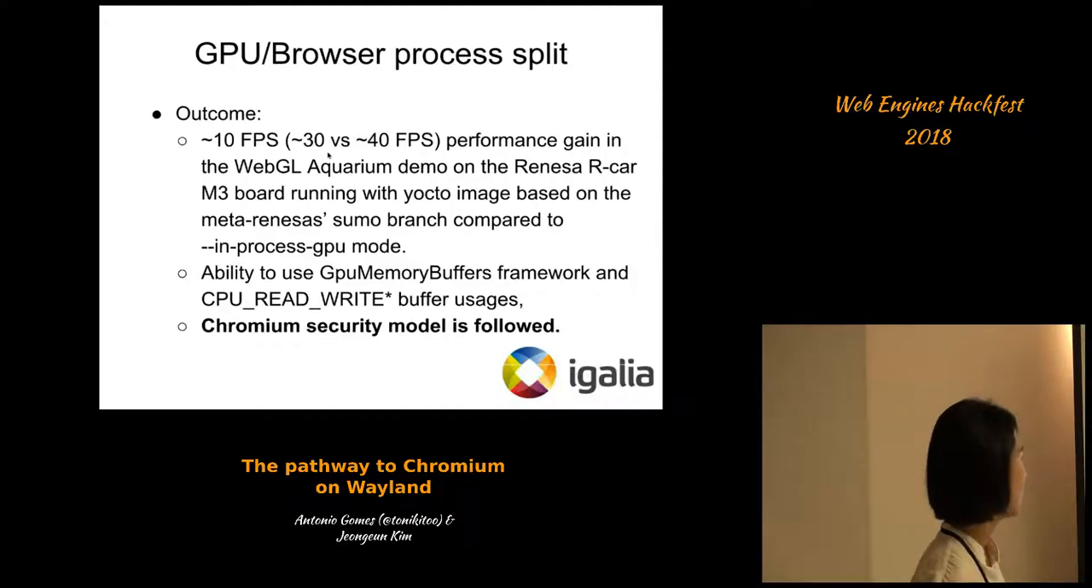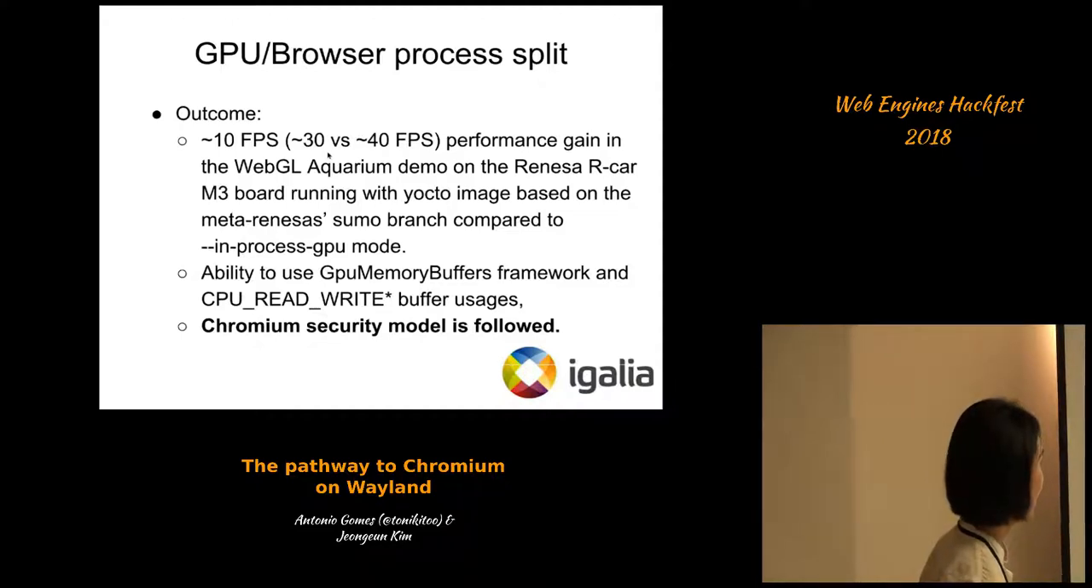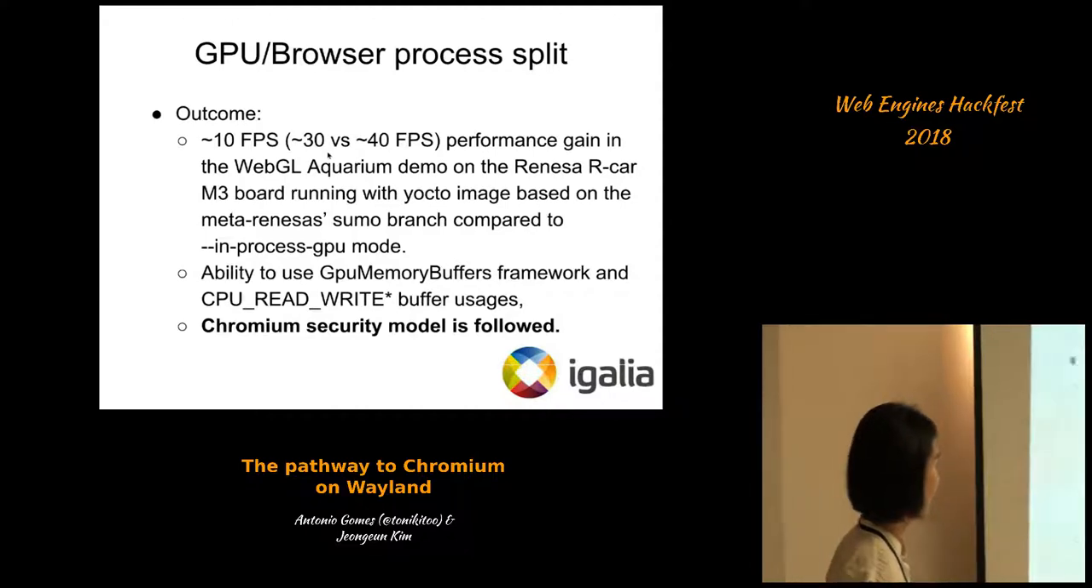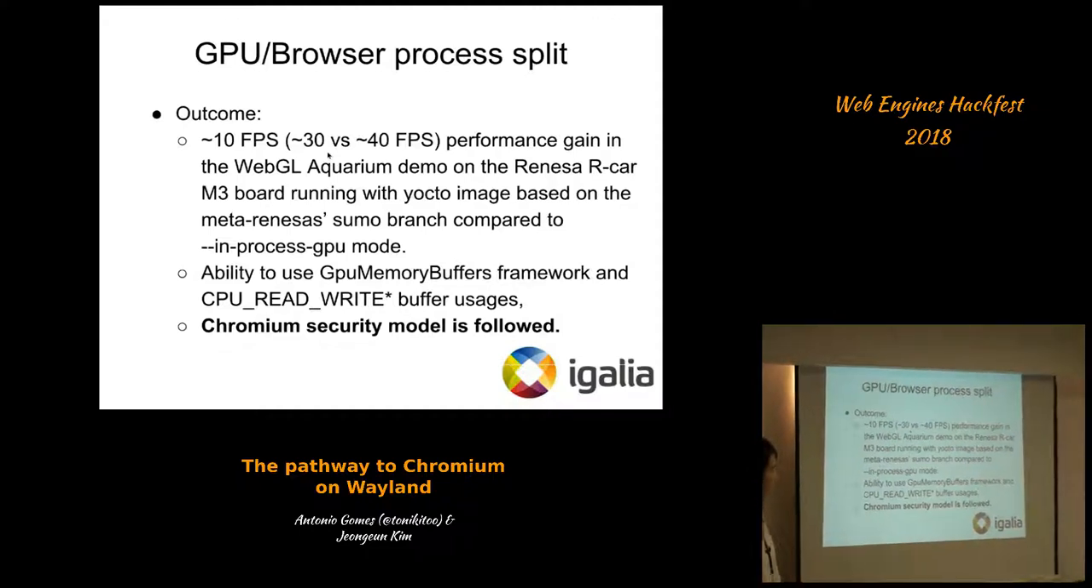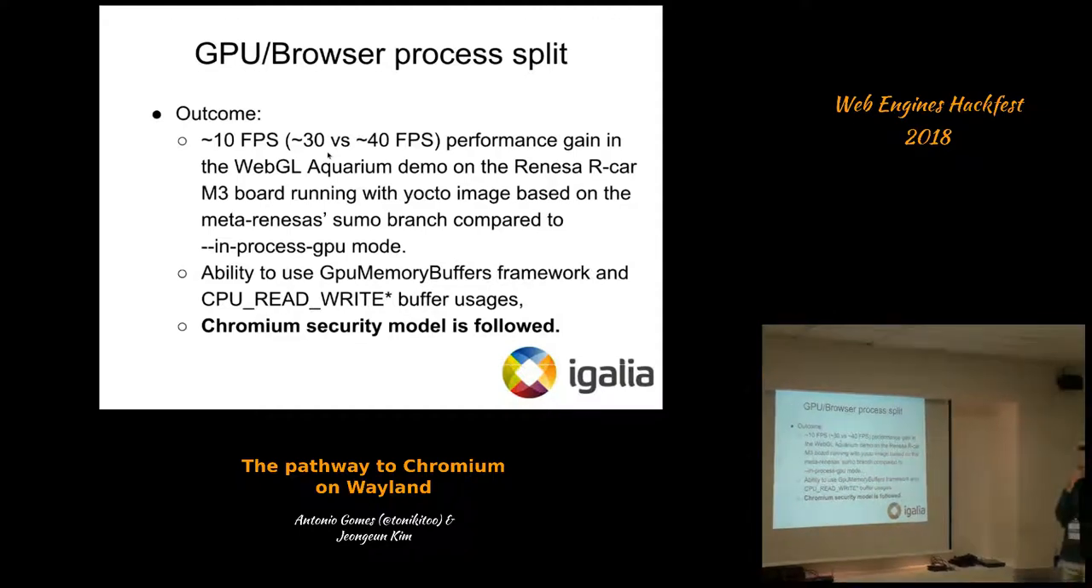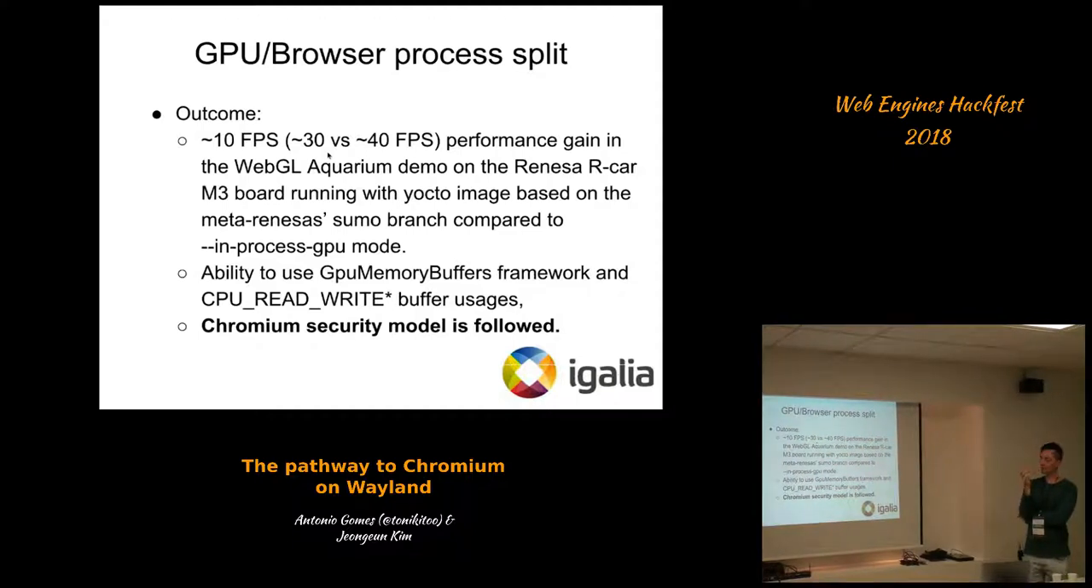And we have the ability to use the GBM memory buffer framework. And naturally, we got the Chromium security model. So basically, we were able to gain performance. We were able to comply with Google's process model, the requirement that they had. And we were able to make the browser process, the one that responds to the user, less overloaded, and in that way, faster responses for the users.